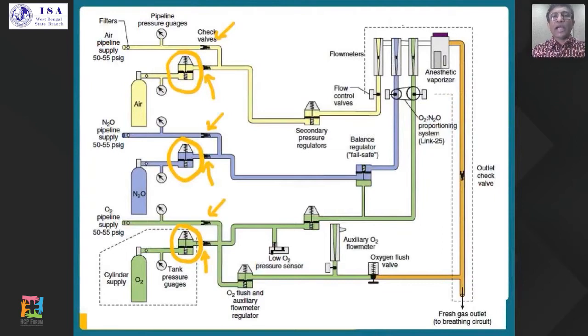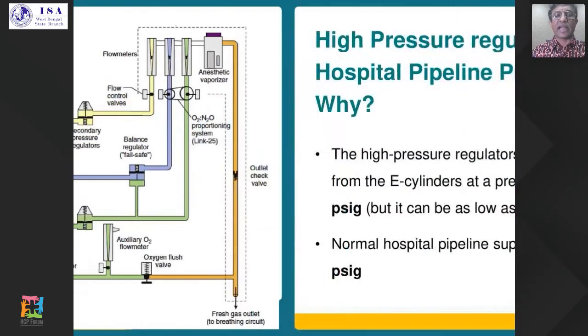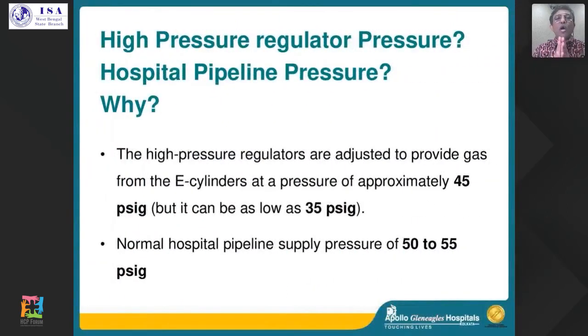This is again both, either with flowmeters or with sensors. They are located at the same place. Now, what is this? How much is the high pressure regulator set at? How much is the pressure at the hospital pipeline? And why have they been made this way?